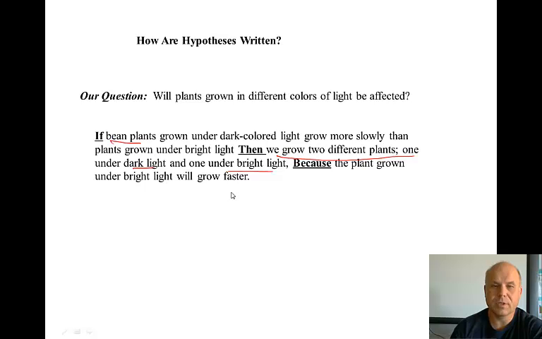And that's my prediction. Now, what if I'm proven wrong and the dark light grows them faster? Well, that doesn't mean that I'm 100% wrong. I'm one step closer to the right answer. But my hypothesis may be wrong, and I can rewrite my hypothesis. That's why in our scientific method, we have to often move back and forth in those steps. All right, guys. So this is how you write a hypothesis.